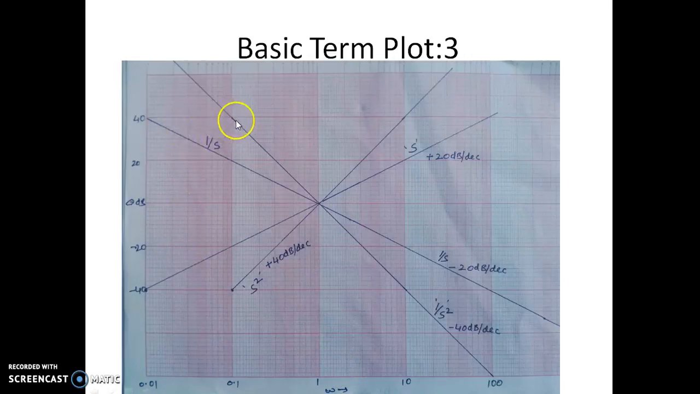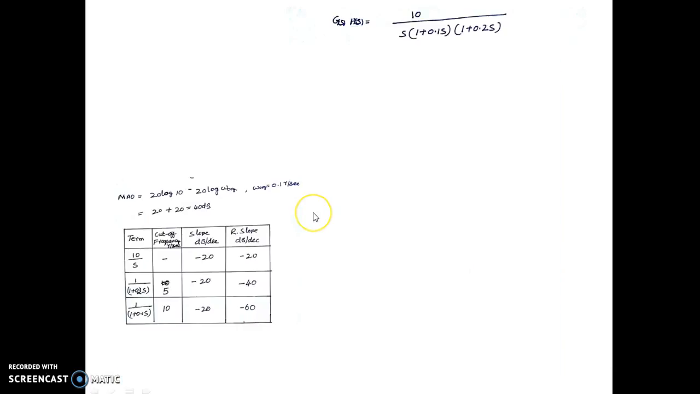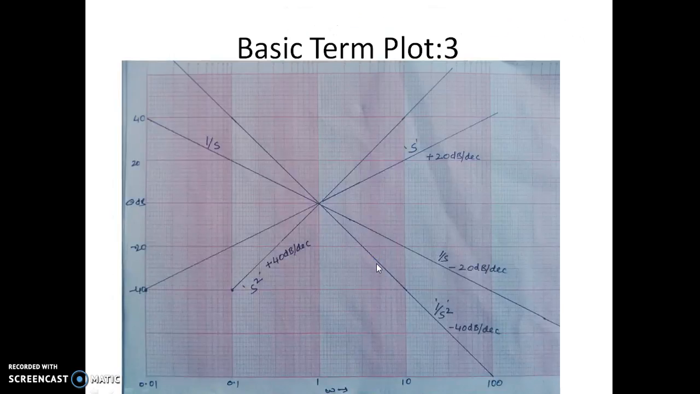So it is interesting to see all the terms, that is 1 over s, 1 over s square, s, s square, are all passing through this 0 dB line when omega is equal to 1 radian per second. Meaning, a 1 over s term will be a line having a minus 20 dB per decade, and it passes through 0 dB line at omega equal to 1 radian per second. Similarly, the term 1 over s square is a line with a slope of minus 40 dB per decade, but it passes through the 0 dB line when omega is equal to 1 radian per second.